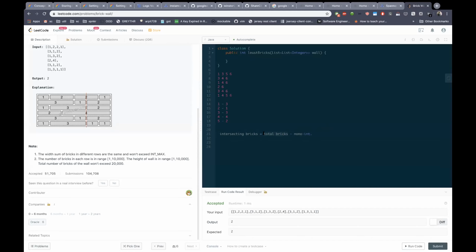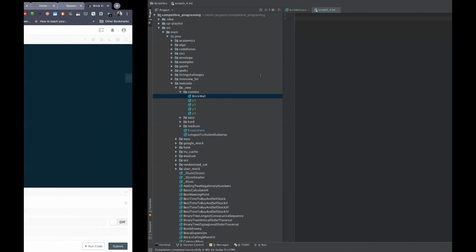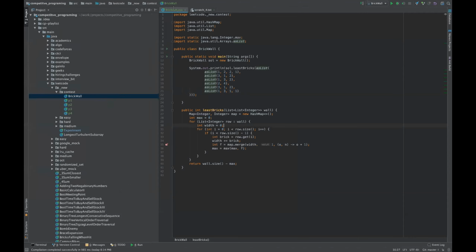So shall I show you the code? So what I have done here is I have created one hash map, and I have taken one integer max. This max will represent the number of non-intersecting rows, non-intersecting bricks, we have gotten. So I traverse all the rows, then I traverse all the bricks in the row. Of course, I will not traverse the last brick.